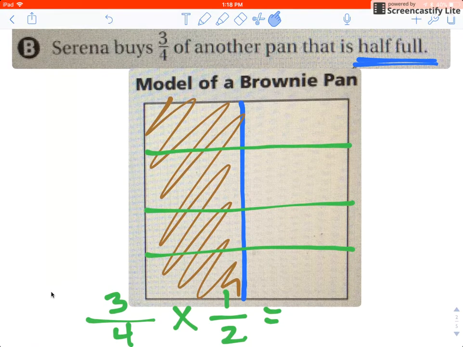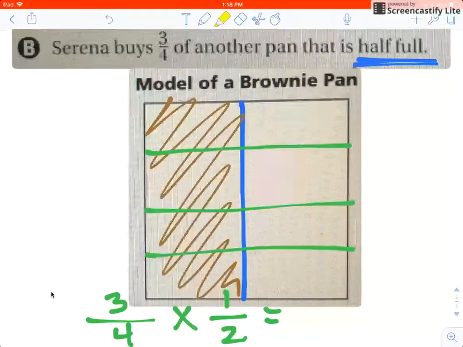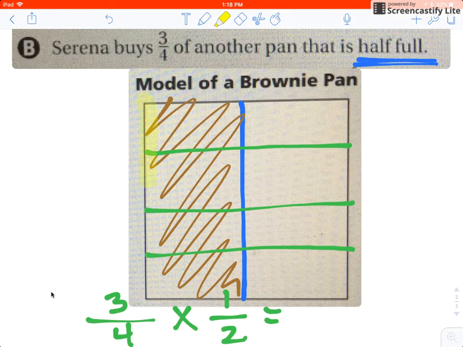Again, we've got most of our problem completed here. I gave you one more step to do, so we will have to do a little bit more than we did in A. But we're trying to figure out if Serena buys 3/4 of a pan that is half full. So we have half of our pan of brownies split up into 4ths sections. And we know that Serena is buying 1, 2, 3 of our 4 sections. I'm going to go ahead and shade in what Serena is buying. She's buying 3/4 of the pan.